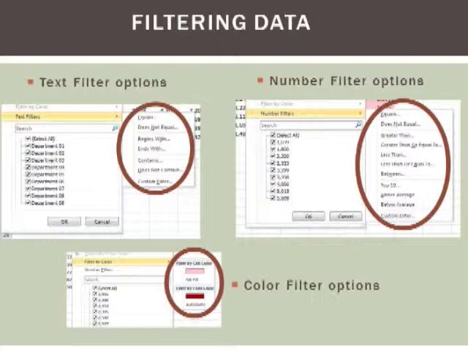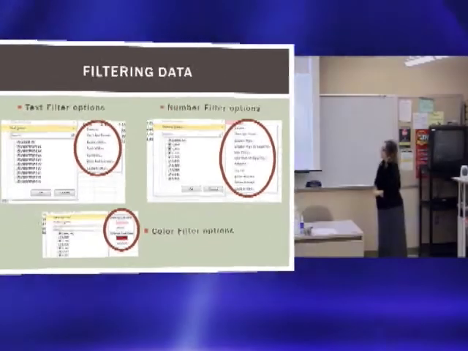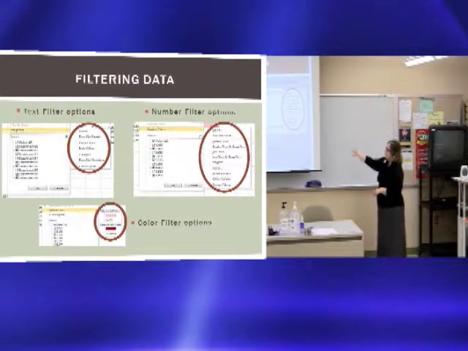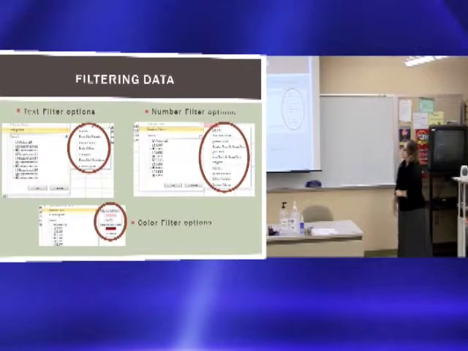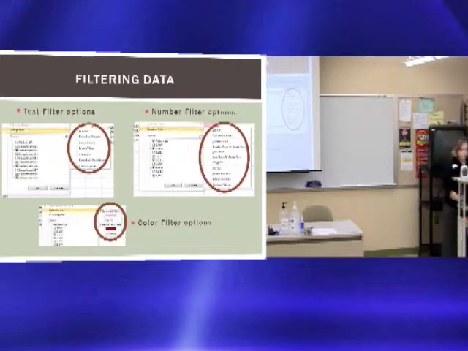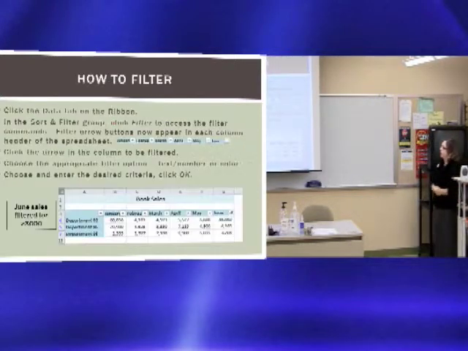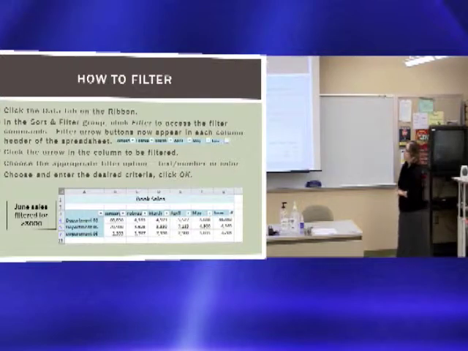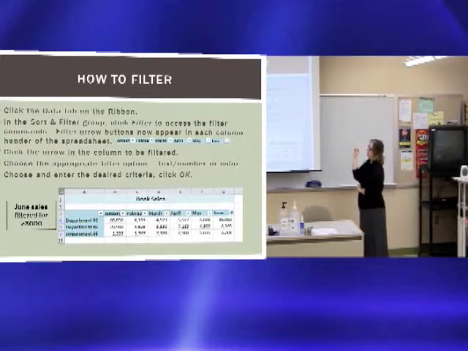Number, the same types of things that we would think of when we think of numbers. Equals, does not equal, greater than, less than, greater than or equal to, less than or equal to. Top 10, above average, below average. So those are our options for filtering numerical data. How do we filter? We're going to go back to the same place that we did for sort. Remember, they're in the same location under the data tab. But this time we're going to click on the filter button.